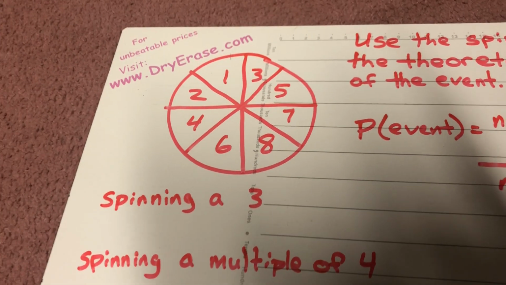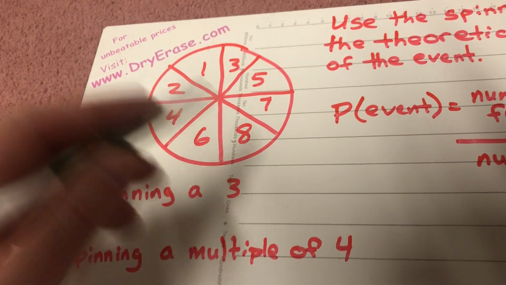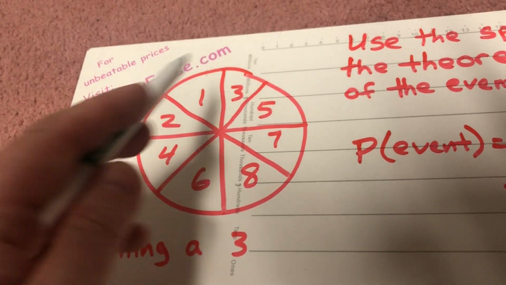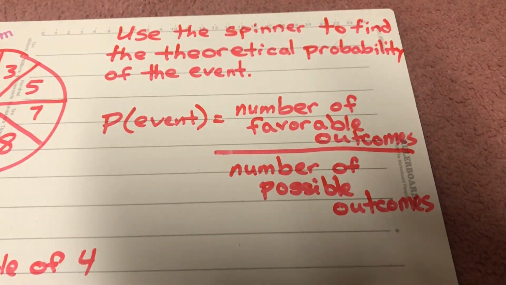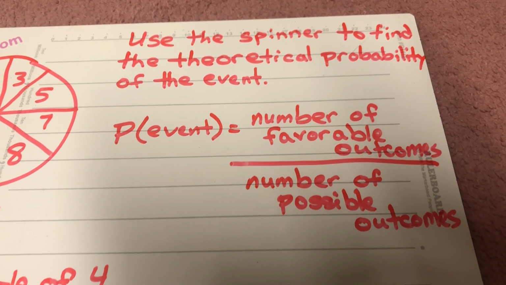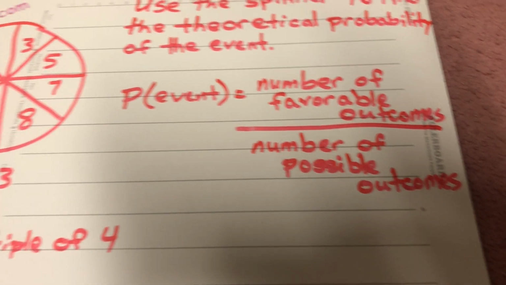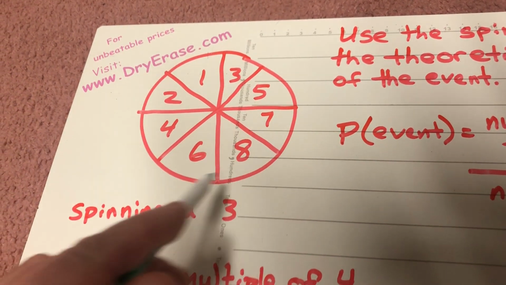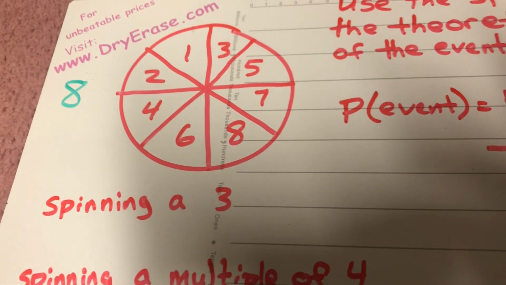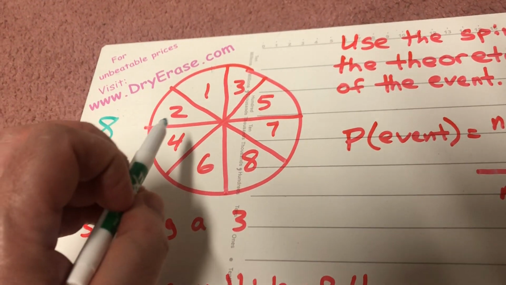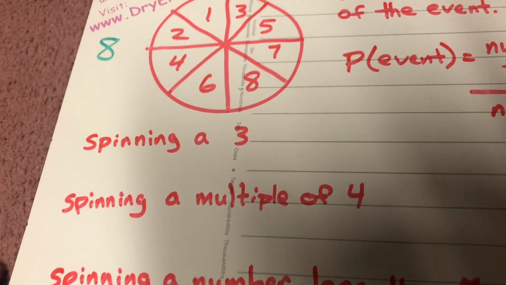All right, so here once again we have a spinner with 8 parts. Once again, it's perfectly round. Every section is the same exact size. We're just using our imagination. We want to know the theoretical probability of the event, which is the number of favorable outcomes over the number of possible outcomes. Well, we know when we spin, if there's 8 sections on the spinner, there's going to be 8 possible outcomes. We're either going to spin a 1, a 2, a 3, a 4, a 5, a 6, a 7, or an 8.